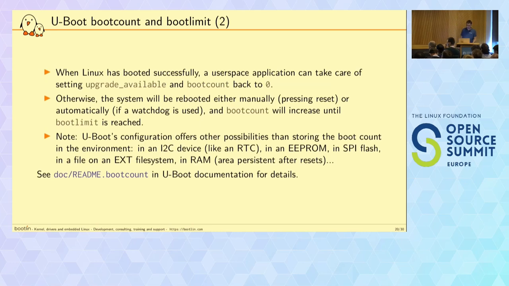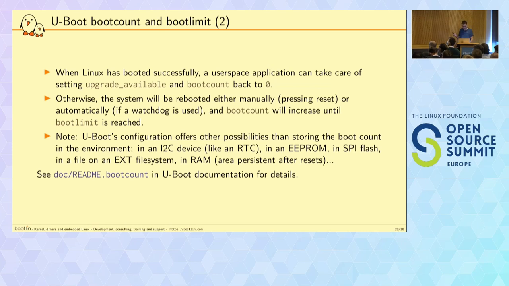So how does it work? When Linux booted successfully on the new file system, you can have a user space application taking care of resetting upgrade_available to 0. So we consider that everything is fine, and bootcount back to 0, right? And then the next time you boot, there's nothing to do. U-Boot won't even count the booting. It's considered as fine. Otherwise, the system will be rebooted either manually because the user sees that it doesn't work, or automatically if you have a watchdog to do that. And then bootcount will increase over and over again after every boot until the boot limit is reached.